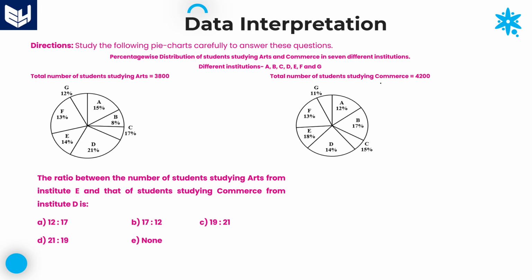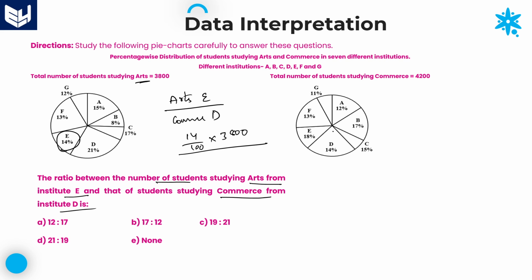Let's see the fourth question. See here, the ratio between the number of students studying Arts from Institute E, the numerator value, divided by the number of students studying Commerce from Institute D. This is the ratio we need to calculate. First, Institute E Arts, 14% of 3800. That is the numerator.